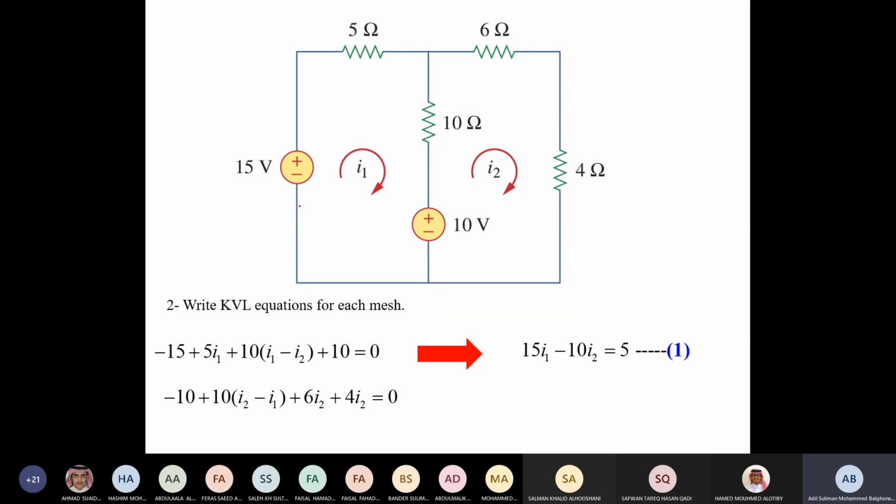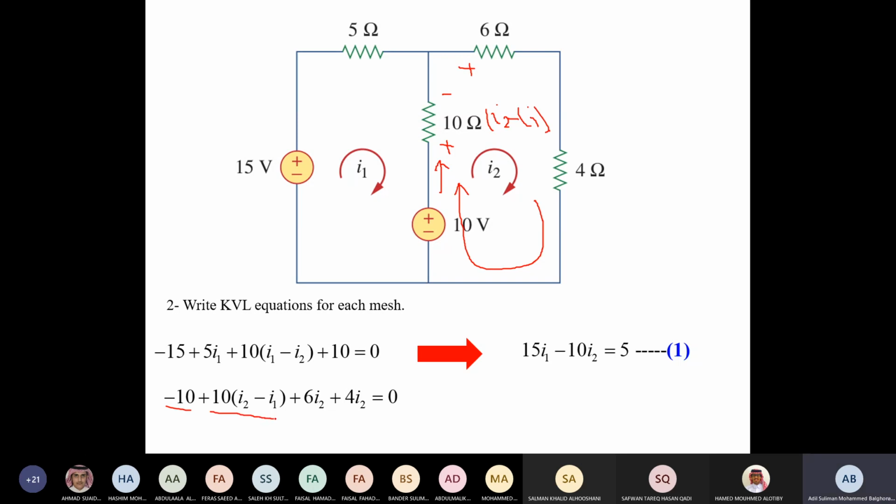a second equation on this one. Of course, you are coming off from here, so this is minus 10 voltage drop, and then you come over here, plus minus, and the current in this one is I2 minus I1, so the voltage is going to be 10 times (I2 minus I1).